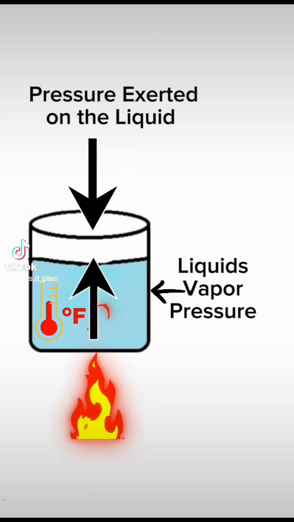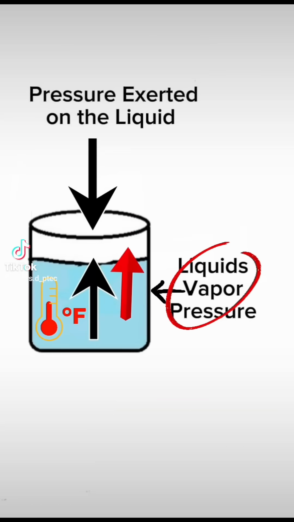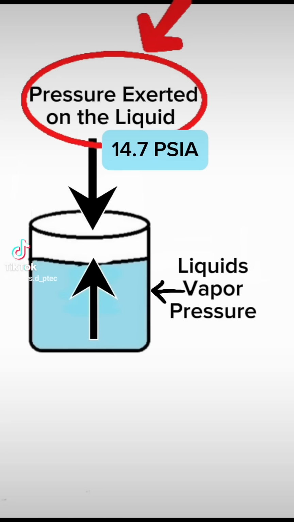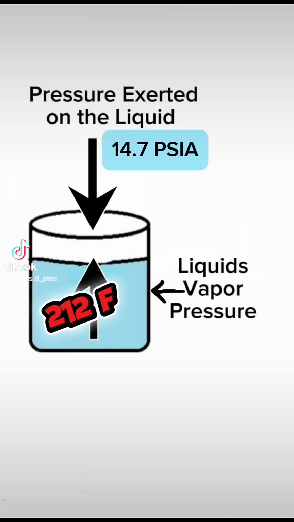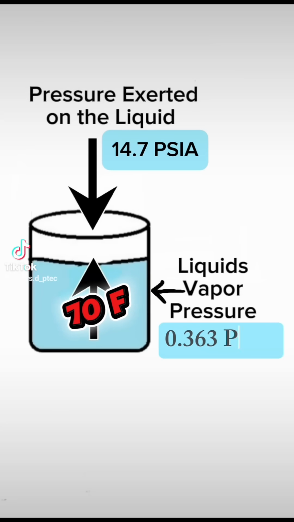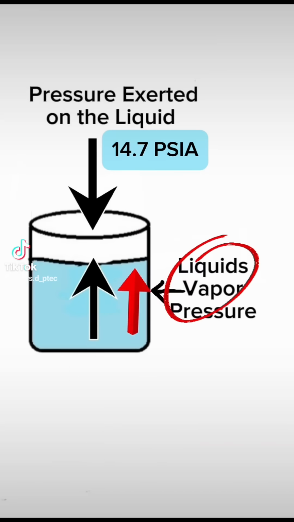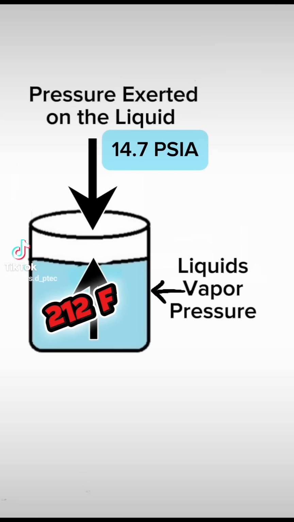As the temperature rises, the liquid's vapor pressure rises. For example, we know that at sea level, atmospheric pressure is 14.7 psia, and water will boil at 212 degrees Fahrenheit. Water's vapor pressure at 70 degrees Fahrenheit is 0.36 psia. As we add heat, the vapor pressure increases. What do you think the vapor pressure of the water is when it reaches 212 degrees and starts to boil?